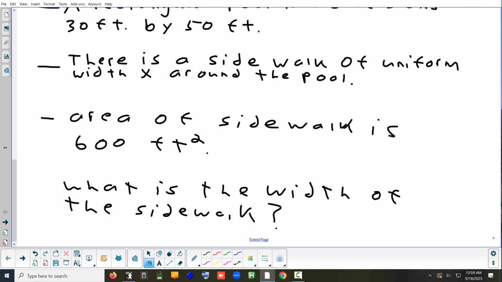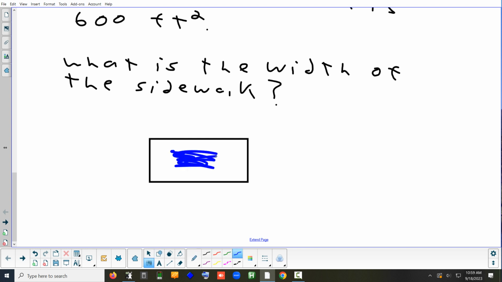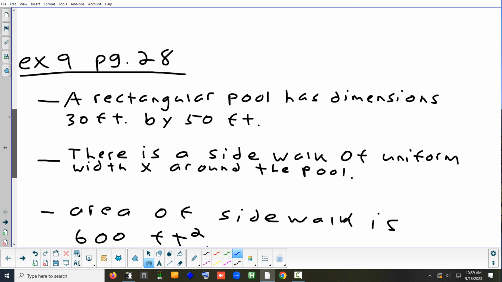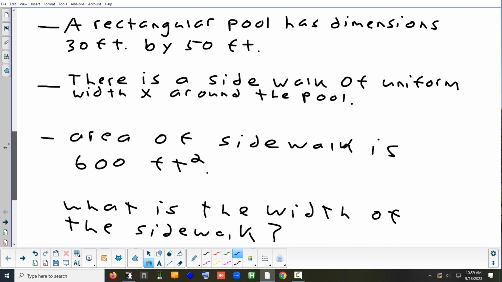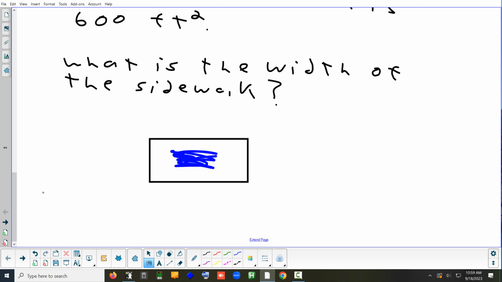So first of all, I have a rectangular swimming pool. So let's start with that. So here's my rectangular pool. Put some water in there. There we go. So there's our pool. And the dimensions of the pool are 30 feet by 50 feet. You know what? I'm going to put it inside because I need to put more stuff outside. So 30 by 50. And now I have a sidewalk going around the perimeter of the pool.